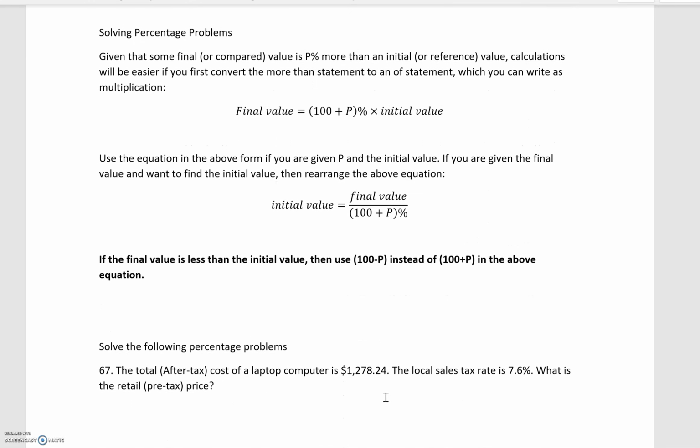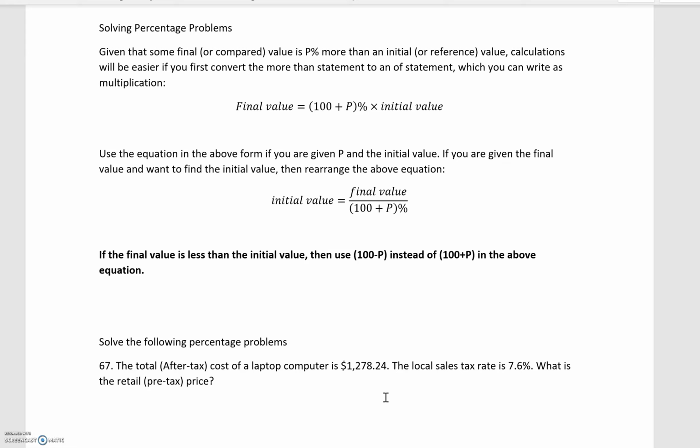Now, when we take a look at percentage problems, given that some final or compared value is p% more than an initial value, calculations will be easier if you first convert the more than statement to an of statement, making use of multiplication. The final value equals 100 plus p% times the initial value. You can also solve for the initial value here by treating the initial value as one gigantic variable and isolating it. Now, if it says the final value is less than the initial value, you would use 100 minus p instead of 100 plus p in the above equations.